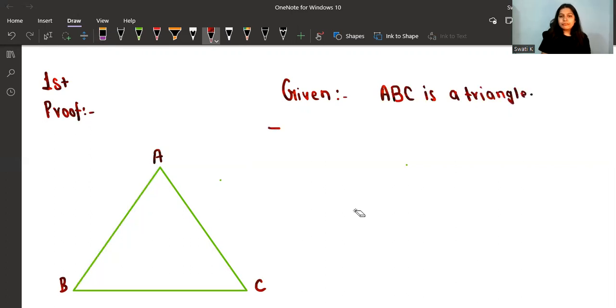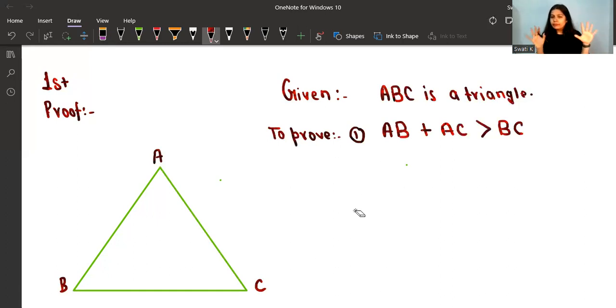Now, what we have to prove, that we will write down. So what do we have to prove? You can see here that we have basically three conditions. First, if I take the sum of AB and AC, so AB plus AC should be greater than BC. But is it possible that we have only this condition? No, we have some other conditions also, because that is why in the property it says the sum of any two sides of a triangle, right?